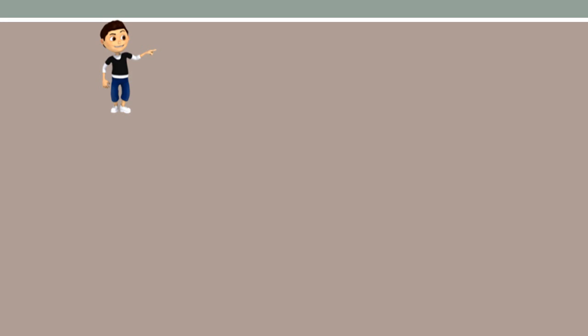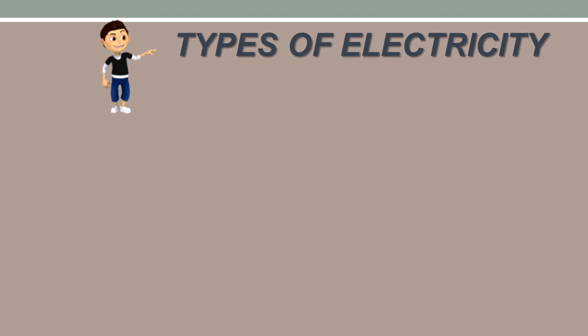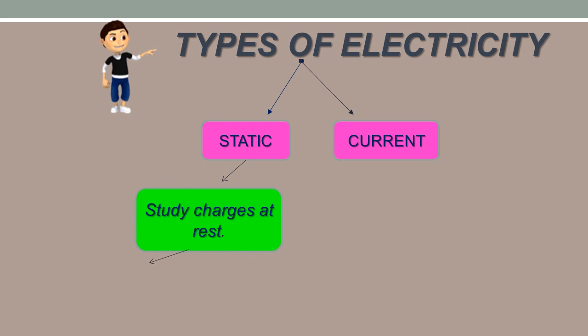Up to now we have discussed the history of electricity and the cause of electricity. Now we are going to discuss the types of electricity. Electricity is of two types, static electricity and current electricity. From their names we can judge their nature. Static: when we study charges at rest, that is known as static electricity.